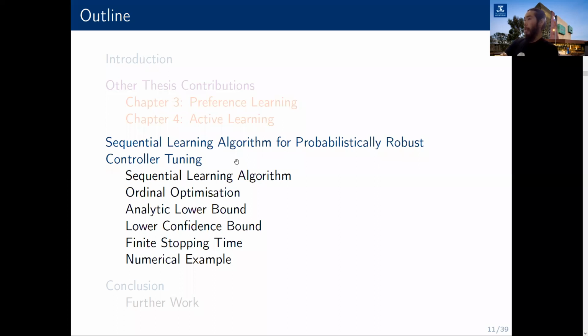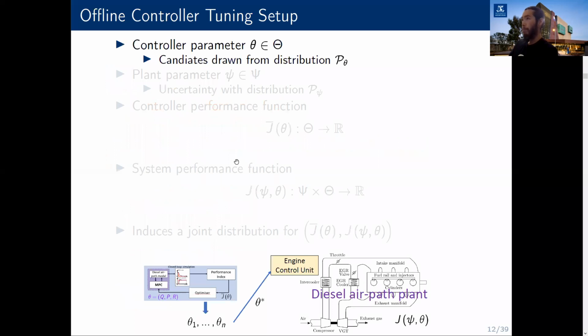Okay, so now moving on to the main course of the talk today. So we're going to be discussing this algorithm for controller tuning. And to provide a bit of notation and definitions. So first of all, we've got some controller parameter theta, which comes from some set. And we've got some mechanism that allows us to draw candidate controllers from some distribution.